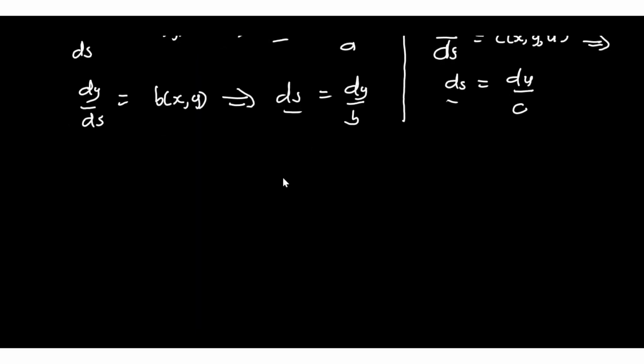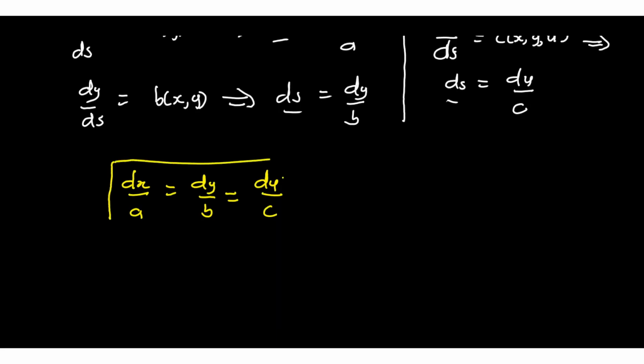And so when we equate, what are we going to have? We'll have dx over a equal to dy over b equal to du over c. So this gives us the characteristic equation. This is the characteristic equation we are talking about. So this is okay. But when we are given the general problem, we attach an initial condition to it.